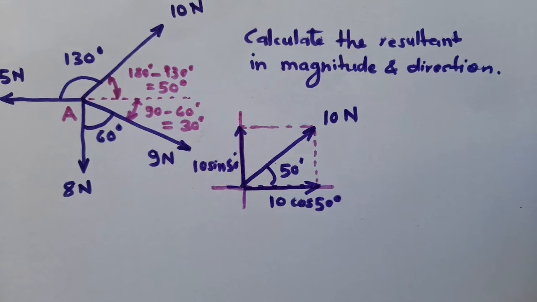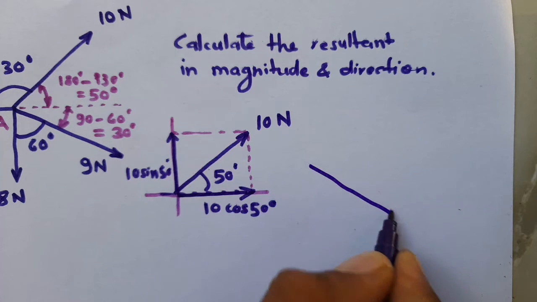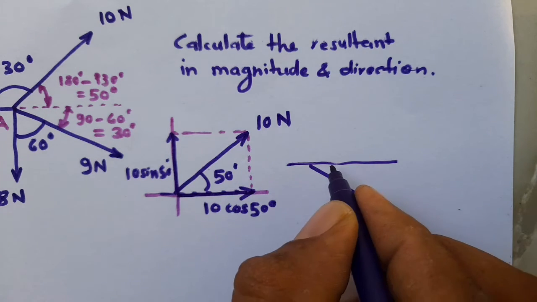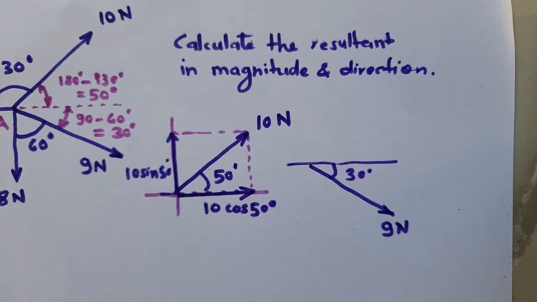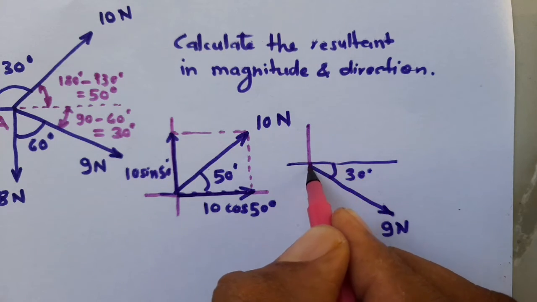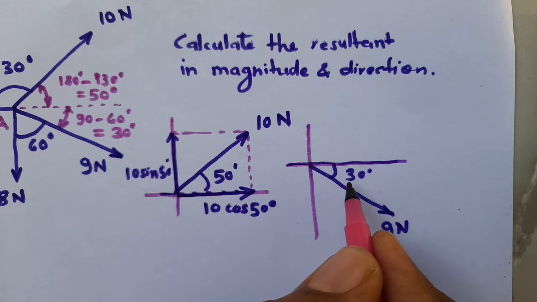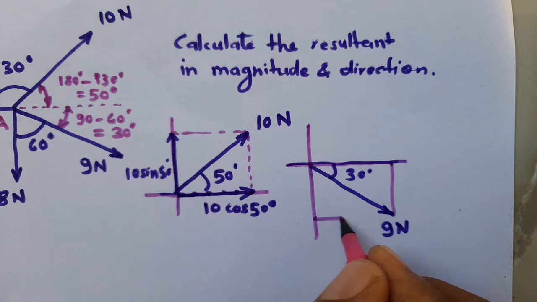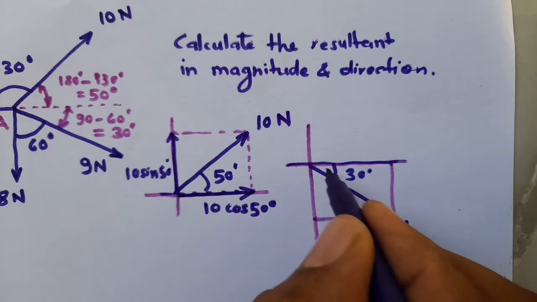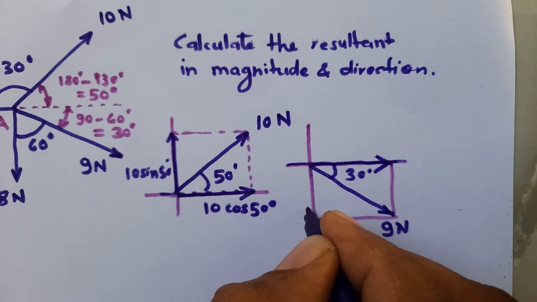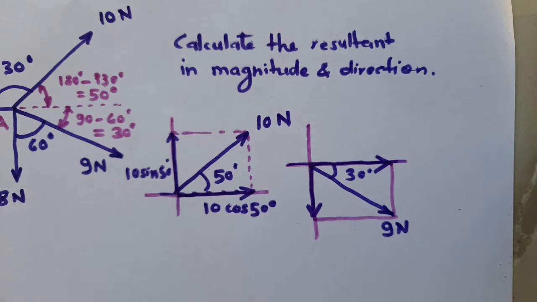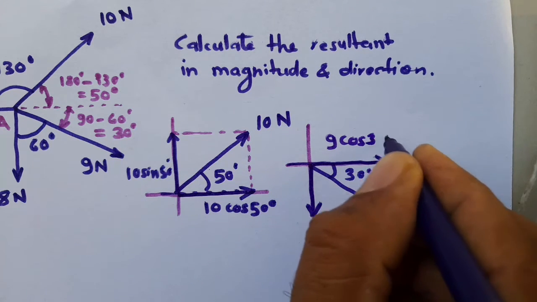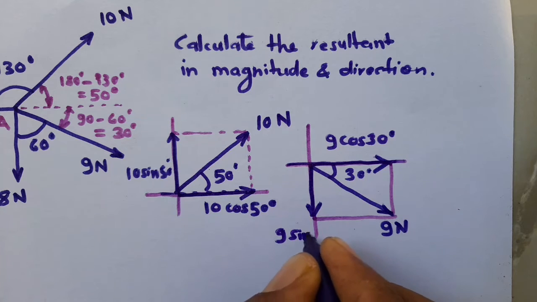Now let us take the 9 Newton force and resolve it. This is that 9 Newton force. The angle made by the force with the horizontal is 30 degree. Let us, from the start point, draw two lines, vertical and horizontal, and you should know that 30 degree is the acute angle made with the horizontal. To find the components you have to drop two lines. This is your horizontal component, this is your vertical component. Both components are directed away from this point. This is of course 9 cos of 30 degree, and this component is 9 sine of 30 degree.